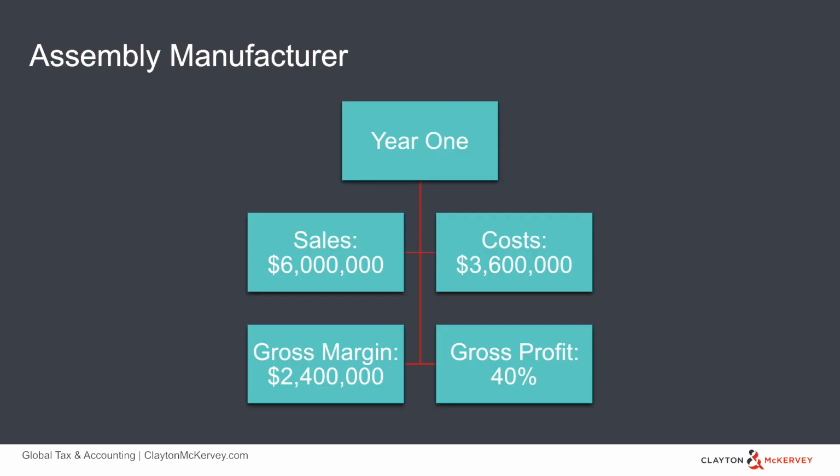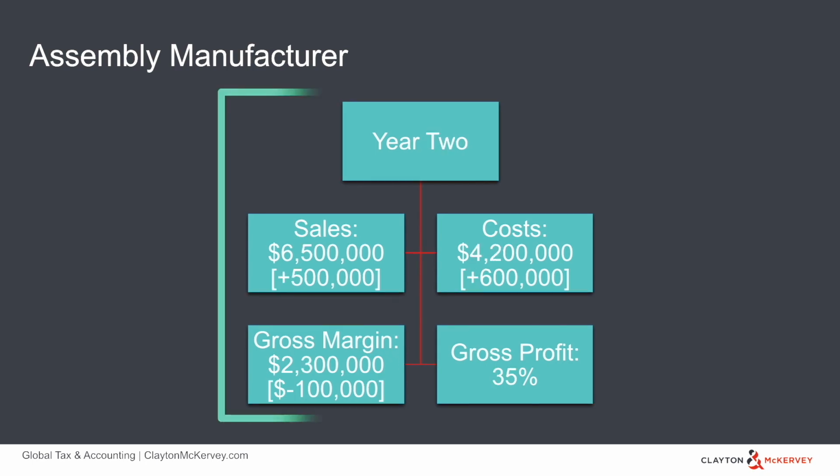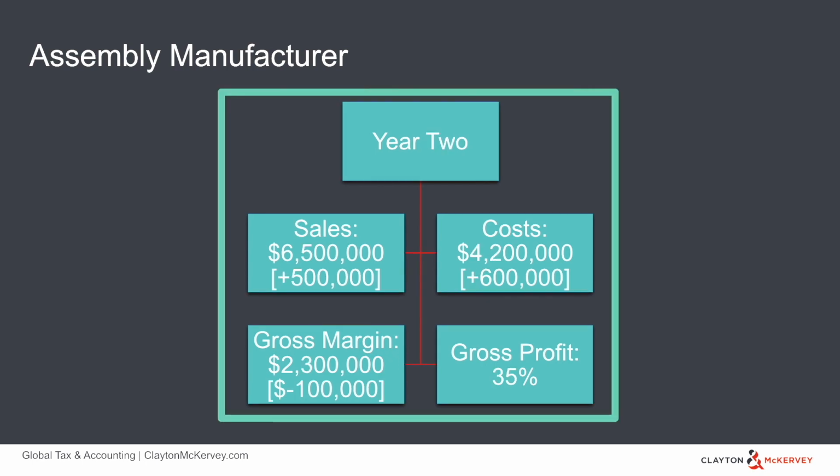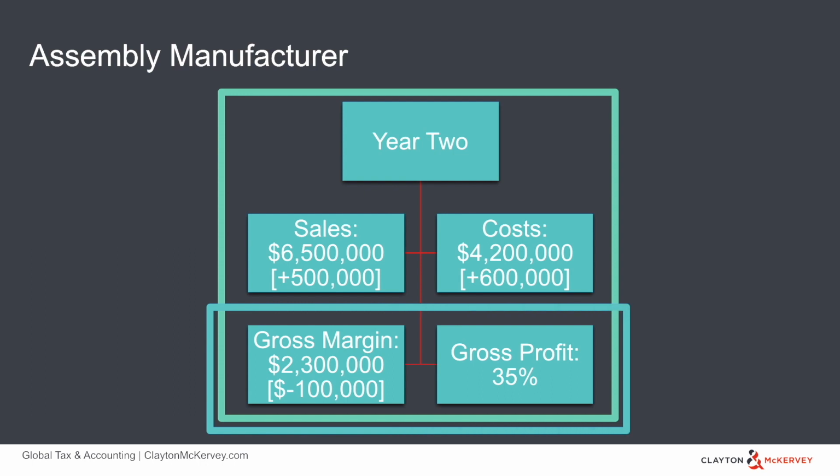As I started off, I had my assembly manufacturer at year one's data. Now I'm going to add in year two. In year two, the assembly manufacturer grew by adding $500,000 in revenue from the year prior, and its costs increased to $4.2 million. So gross profit for year two is $2.3 million, and gross margin would equate to 35%.